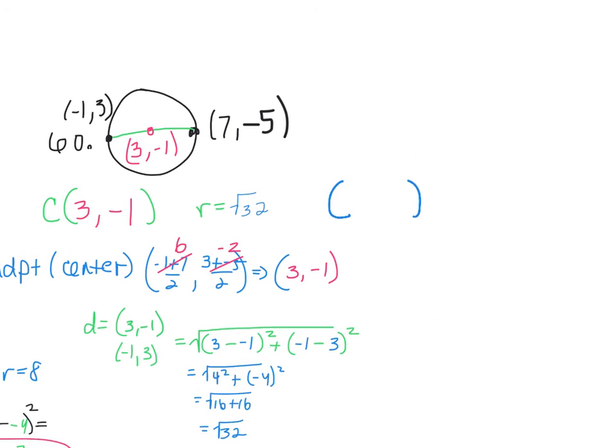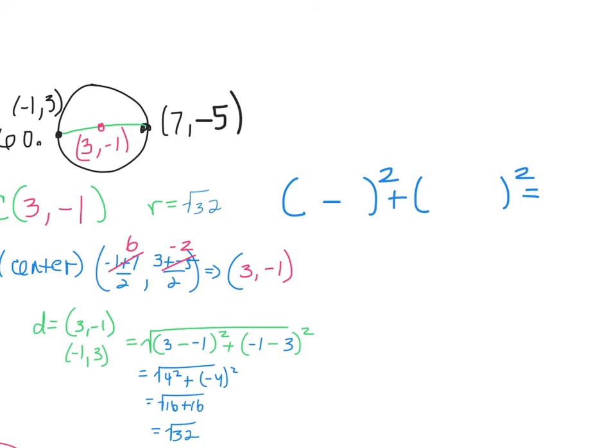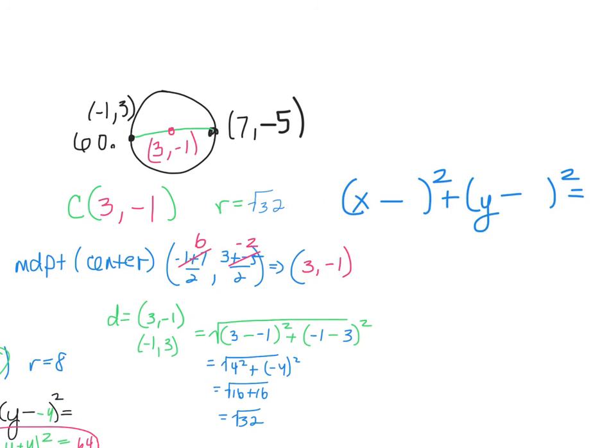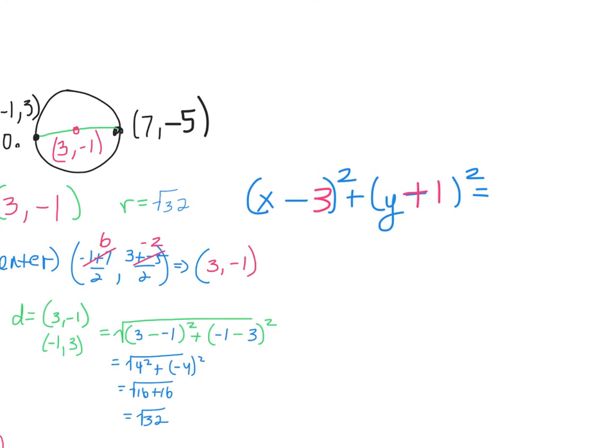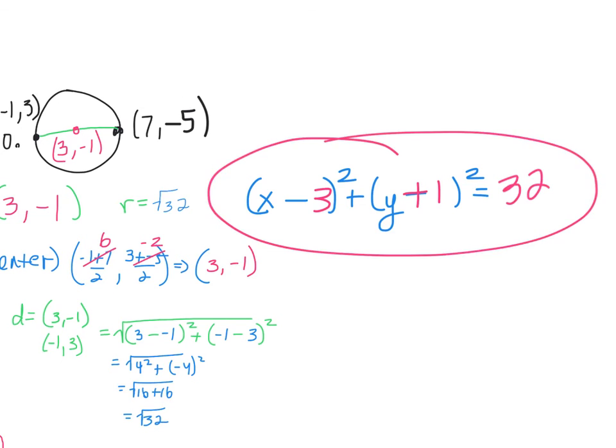So I'm going to set it up. Looks similar to what formula? Yep. I know I keep saying the same thing on purpose. X goes in the front, Y goes in the second one. So, fill it in. X minus what? 3 plus y what? Plus 1 equals what? 32. Could I put the square root of 32 there? I could, but then what would I have to put up in the corner? The squared. But there's your equation of your circle.